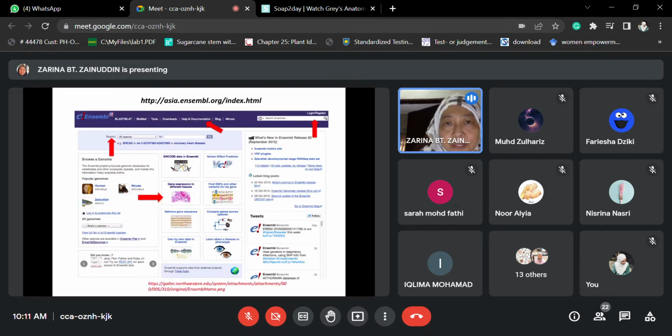Alright, there is also another website you can go to, which is Ensembl. On Ensembl you can check the sequence of the human genome, zebrafish, and search for all species. You can browse the genome. There is a lot of information you can get from the Ensembl website. Ensembl also has a BLAST function, so you can use this website.